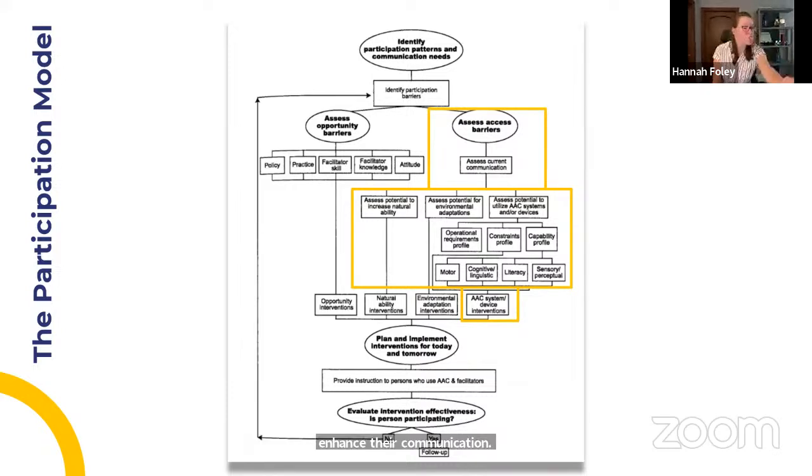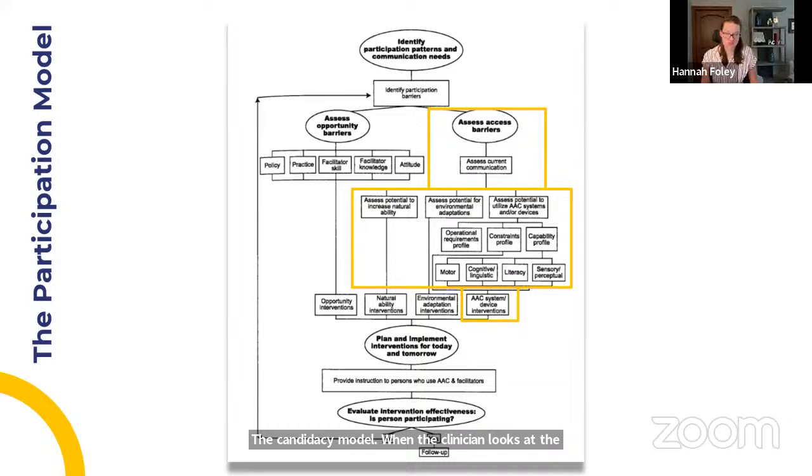The candidacy model. When the clinician looks at the potential for the individual to use AAC systems to enhance their communication, they examine the operational requirements profile, constraints profile, and capability profile of the individual. These profiles provide the clinician with critical information about the communicator's motor skills, cognitive and linguistic skills, literacy skills, and sensory and perceptual skills as they relate to the use of AAC.